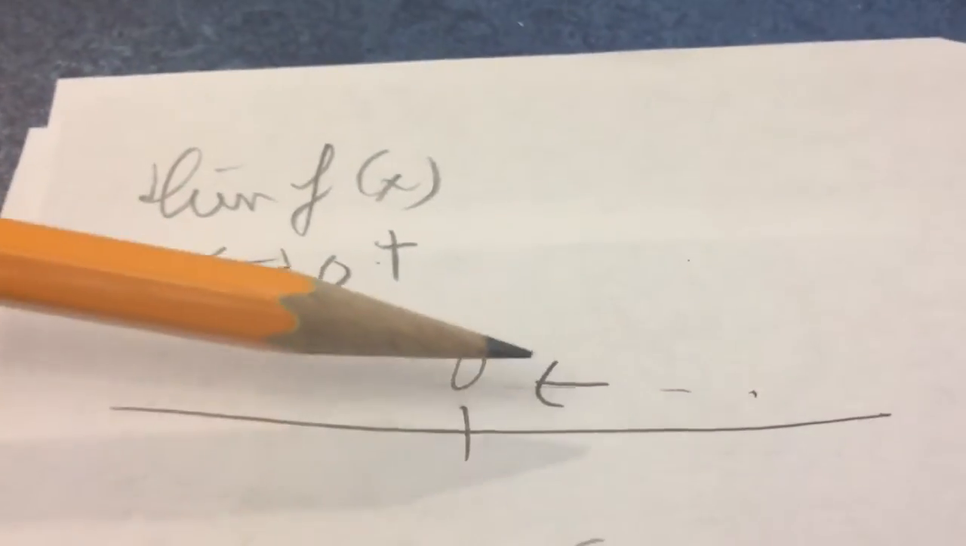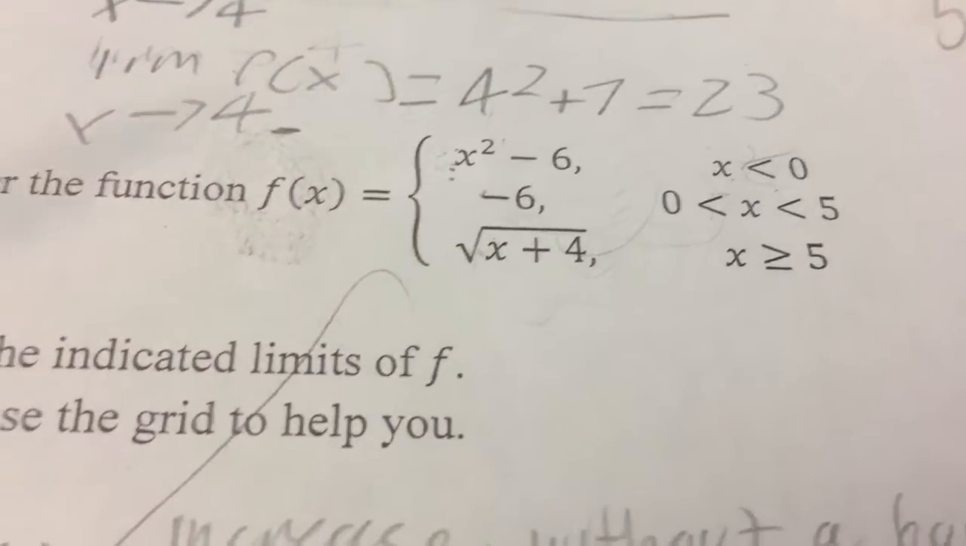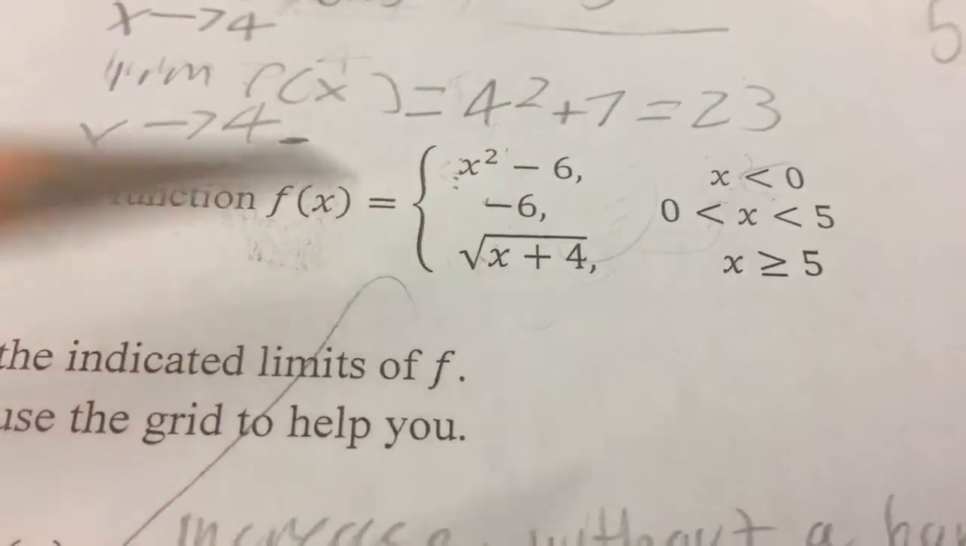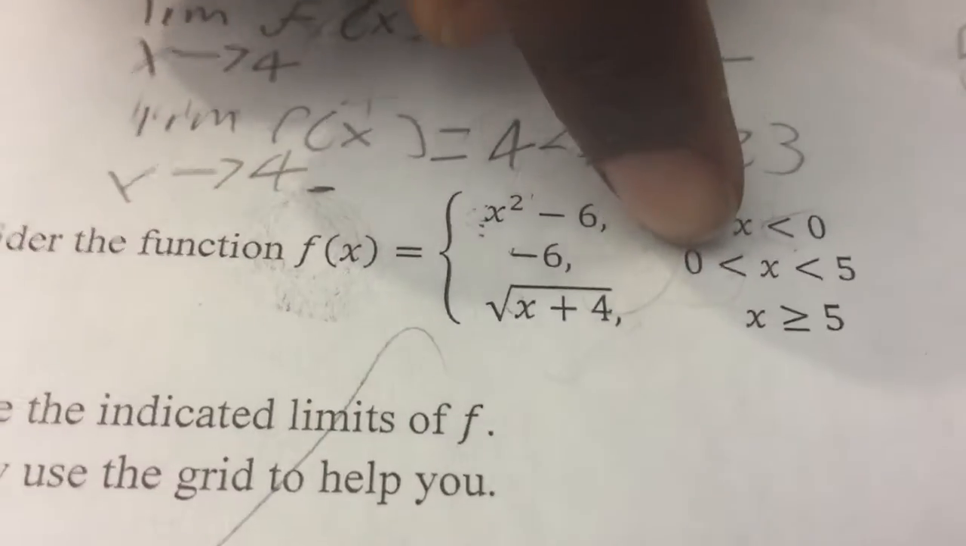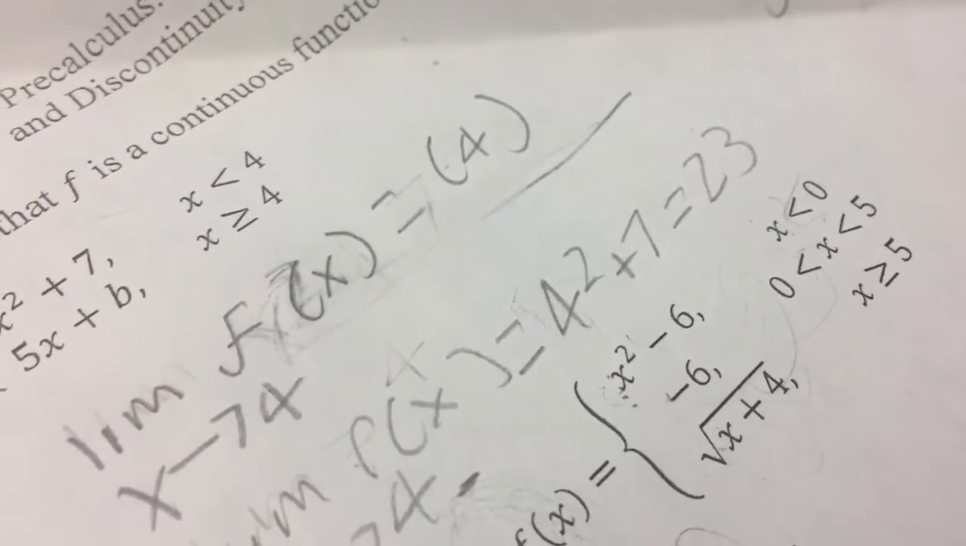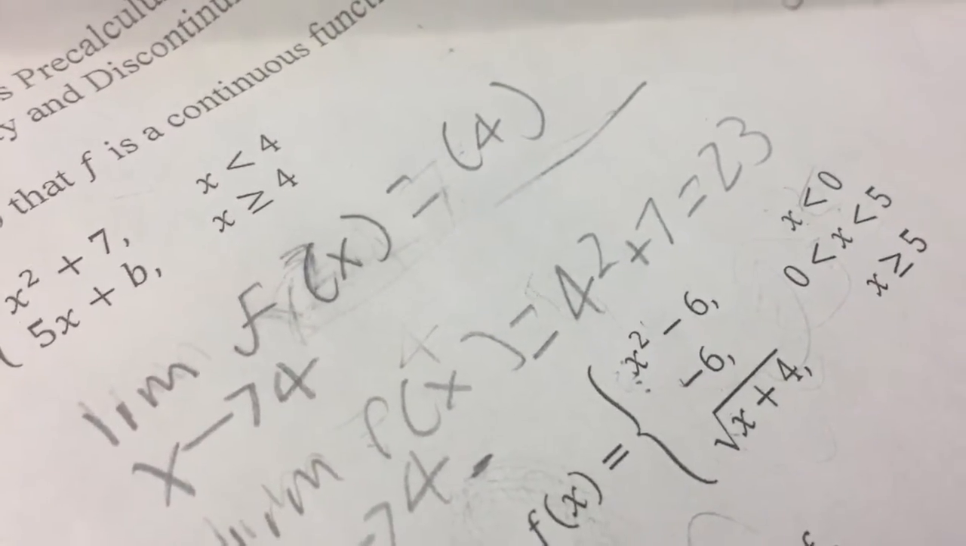Doing the same function, and now we have a positive 0. So we are coming from the right side, correct? And it's the same piecewise function. So what function are we going to use? The first one, the second one, or the third one? We're going to use the second one. And what does the function say when x is between 0 and 5? What's the value of the function? Negative 6.